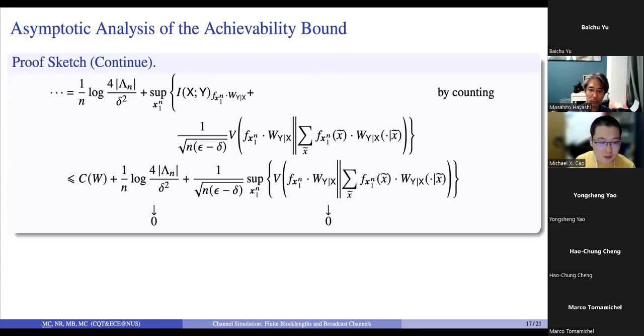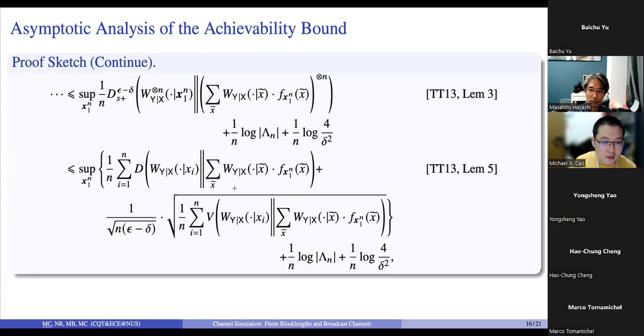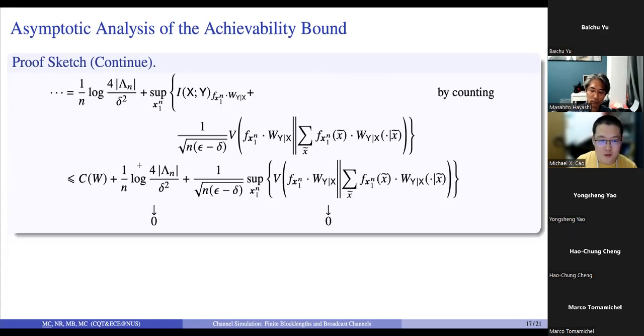Then if you look at the first part, we have the sum over i, that's n copies of them, but X is here. So this is equivalent just by counting. You can recover the frequency of fx. So by counting, we have the first part being the mutual information, and we just copy down the second part.